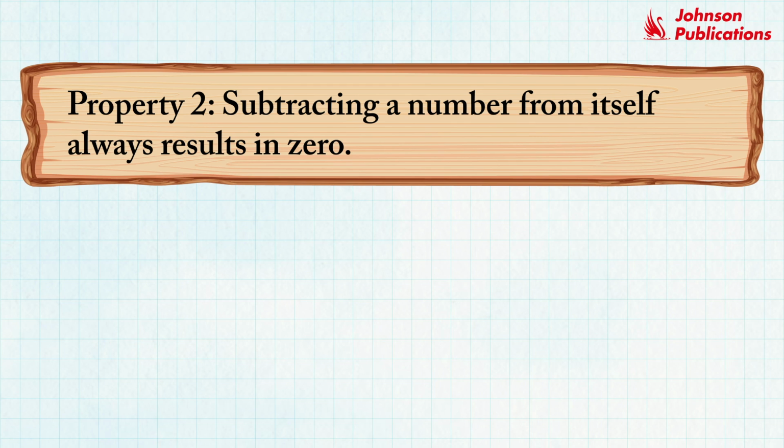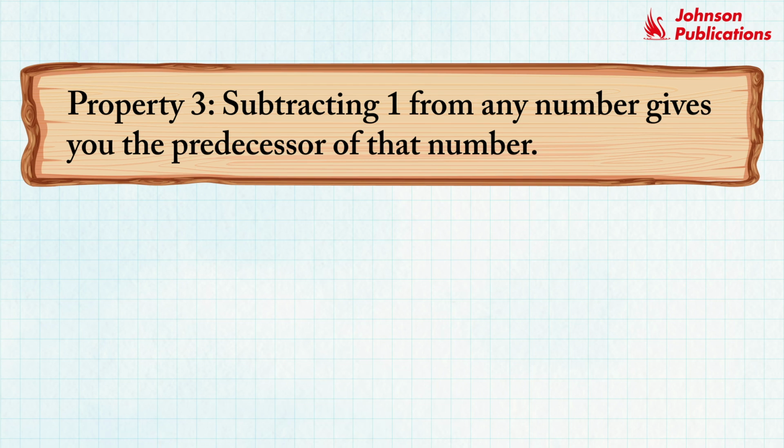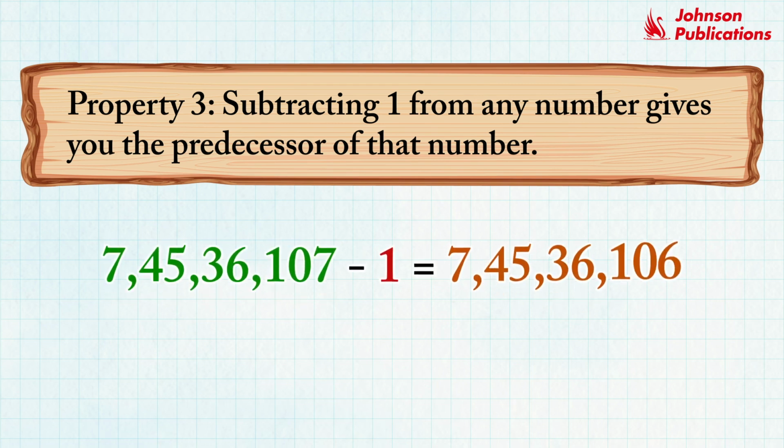Property 2. Subtracting a number from itself always results in 0. For example, look at this problem. Property 3. Subtracting 1 from any number gives you the predecessor of that number. For example, look at this problem.